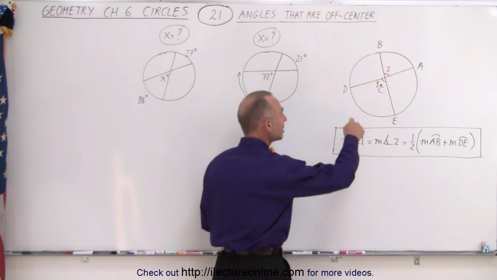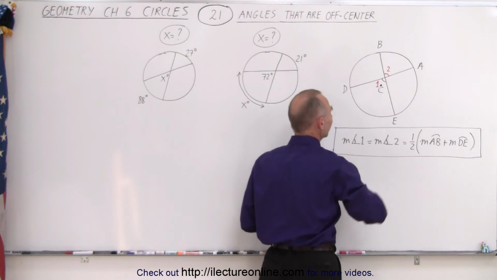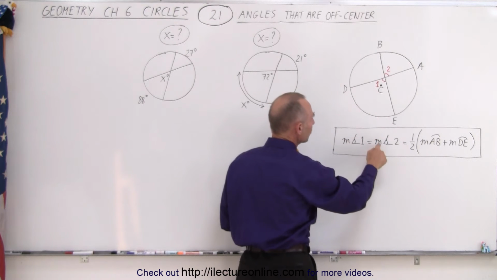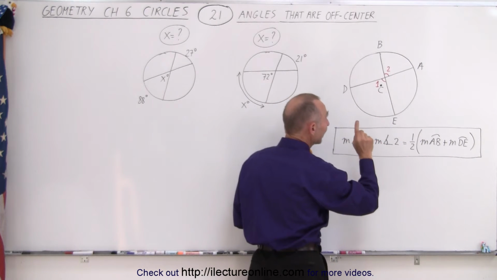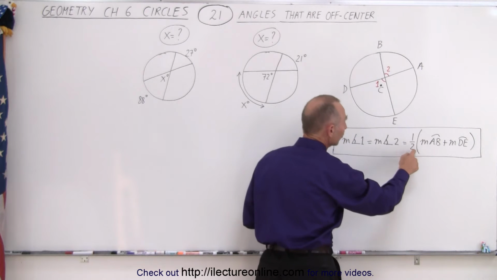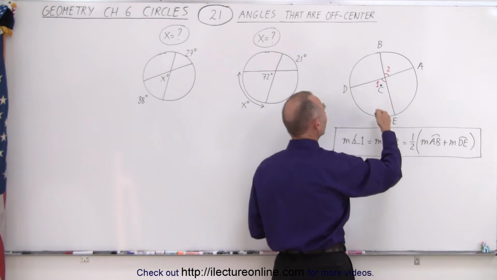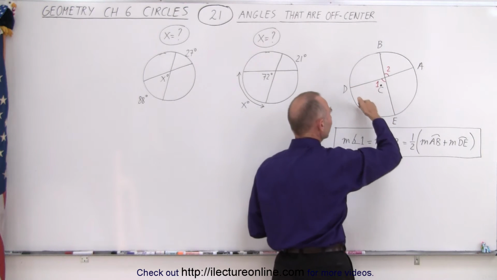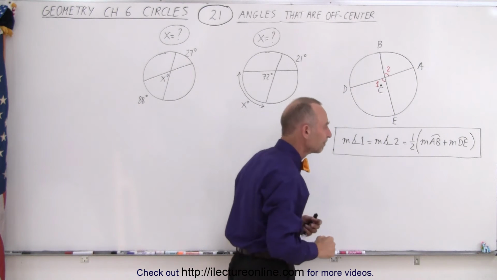Now notice that any opposing angles, of course, are going to have the same measure. So in this case, we can say that the measure of angle 1 must equal the measure of angle 2, but it is equal to half the sum of the measure of the intercepted arc on this side plus the intercepted arc on the other side.